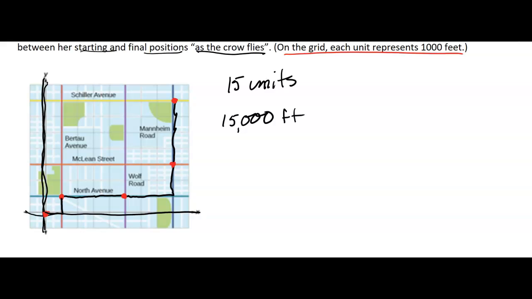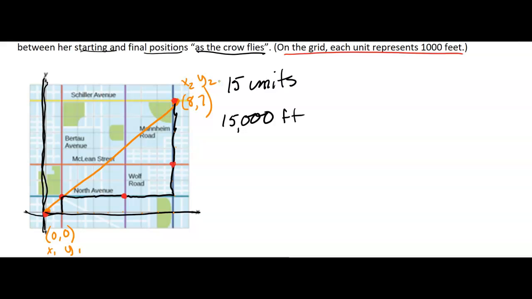Now, they want us to compare that to the distance from where she started to where she ended. So if this is my coordinate system, this initial point then is 0, 0, the origin, and then what would this point be? Well, it looks like 1, 2, 3, 4, 5, 6, 7, 8, and then up 1, 2, 3, 4, 5, 6, 7. So those would be my ordered pairs. This would be like my x sub 1, y sub 1, and this would be like my x sub 2, y sub 2.